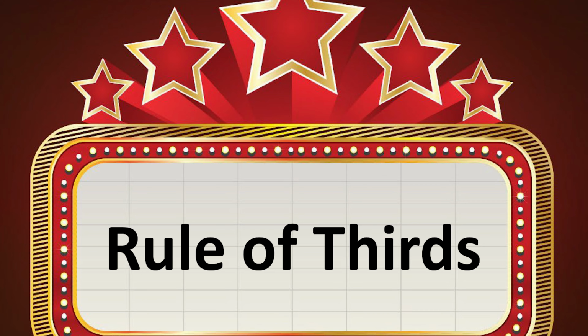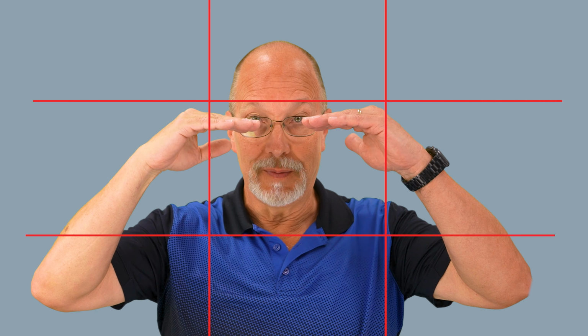Rule of thirds. To place your camera correctly, use the rule of thirds. Now, let me turn this grid on. In a talking headshot, bring the camera to eye level. The next thing to consider is where you are inside the frame. This is called the rule of thirds.